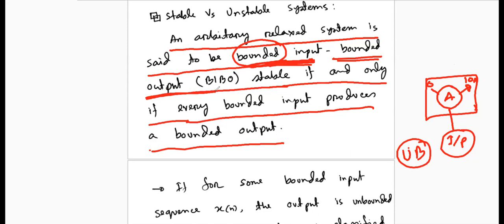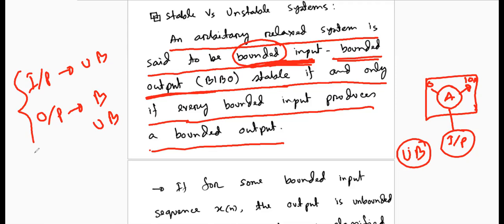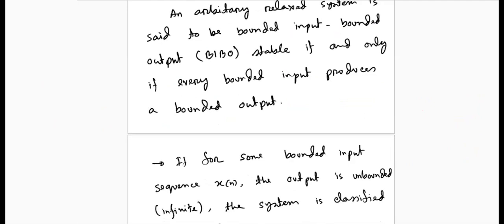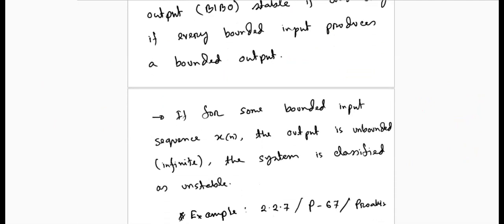On the other hand, if your input is unbounded, your output could be bounded or it could be unbounded, but you can't check the stability of the system. So for a bounded input, if you have a bounded output, then this is known as bounded-input, bounded-output stable, or the stable system. So for checking the stability, you need to think about the bounded input.